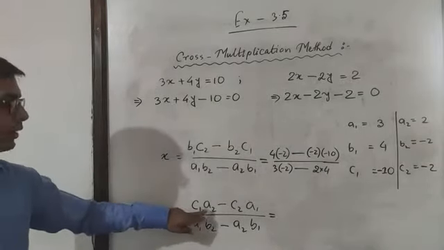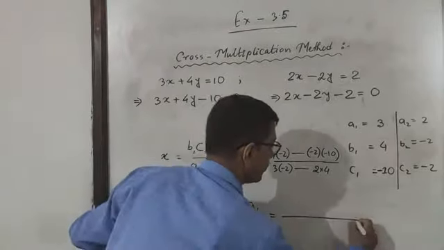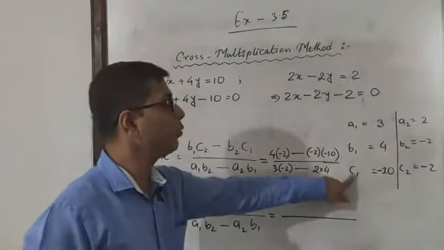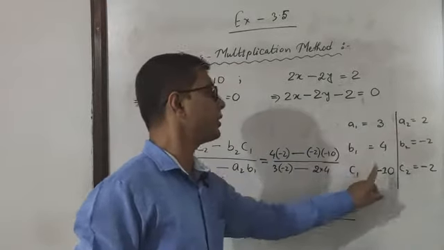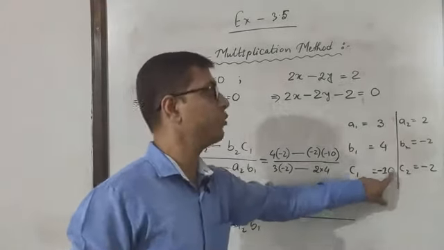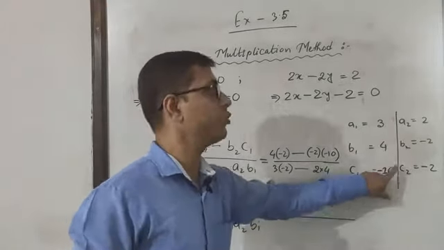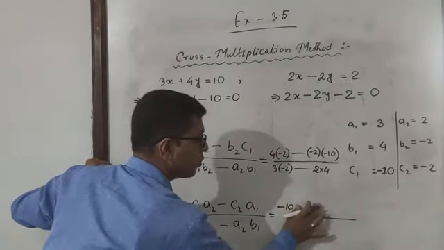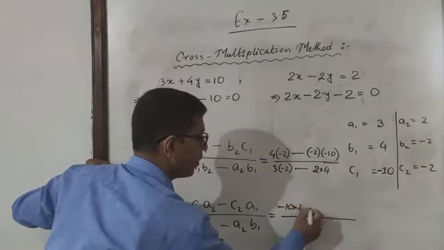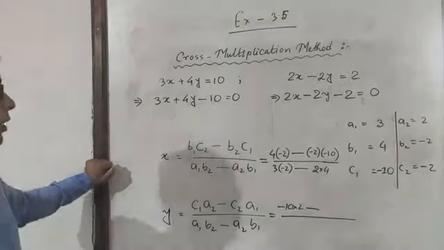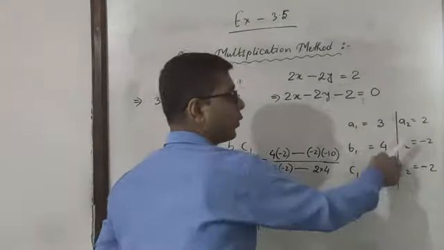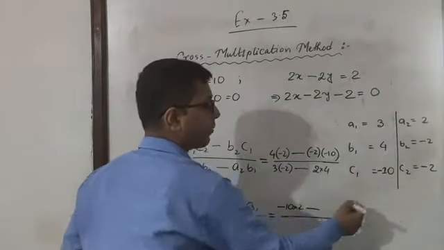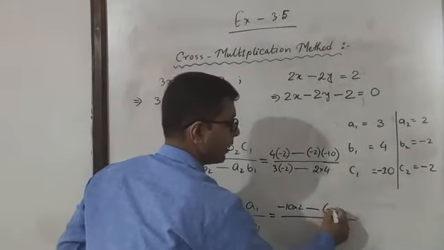देखो, c1 into a2. यहाँ पे c1 into a2. What is c1 here? Minus 10 into 2. अब इसको ऐसे भी लिख सकते हो, into 2. उसके बाद माइनस c2 into a1. What is c2? Minus 2 into a1. What is a1 here? That is 3. So minus 2 into 3.